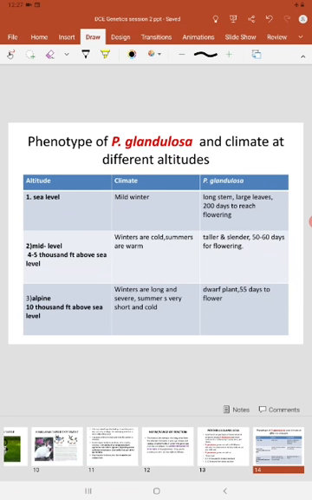Then at mid-level, 4,000 to 5,000 feet above sea level, winters are cold, summers are warm. The plants which are noticed naturally at 4,000 to 5,000 feet were taller, slender, and it took 50 to 60 days for flowering. The one at 10,000 feet, that is the alpine variety, has a climate where the winters are very long and severe and summer is very short and cold. That alpine variety plant was a very short dwarf plant, and it took 55 days to flower.